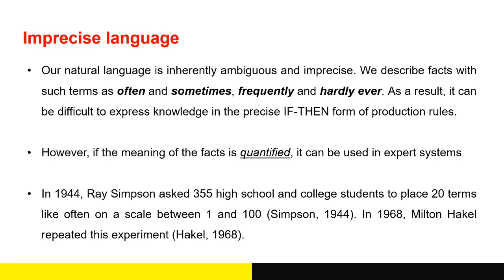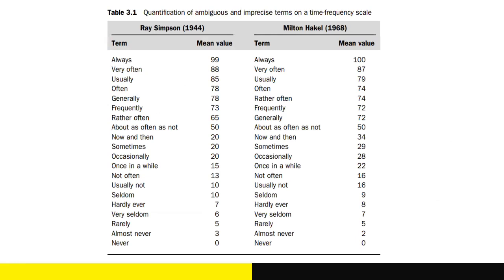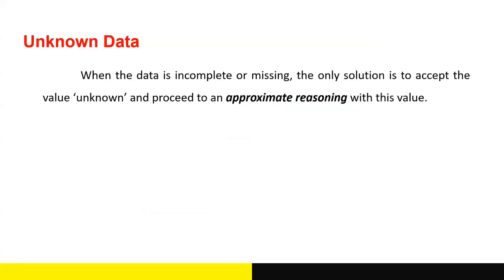And in 1944, Ray Simpson asked 355 high school and college students to place 20 terms, like often, on a scale between 1 and 100. And in 1968, Milton Hakel repeated this experiment. So Table 3.1 shows the quantification of ambiguous and imprecise terms on a time frequency scale, an experiment conducted by Ray Simpson in 1944 and by Milton Hakel in 1968. Unknown data. When the data is incomplete or missing, the only solution is to accept the value unknown and proceed to an approximate reasoning with this value.